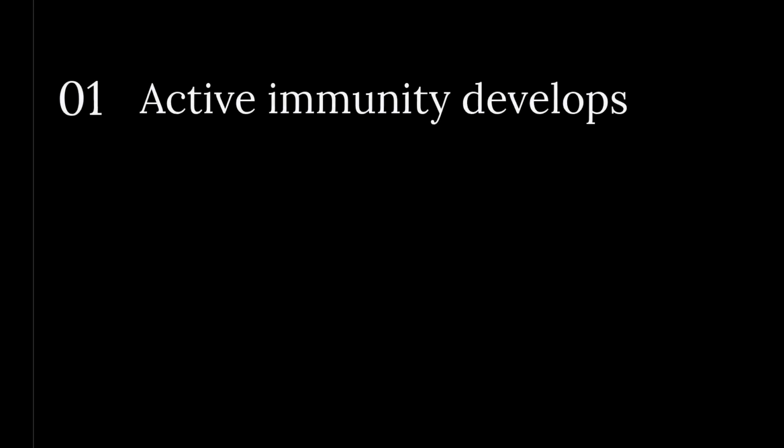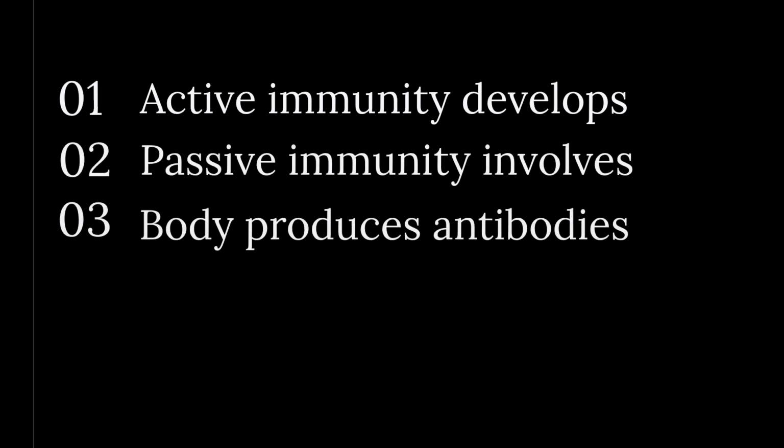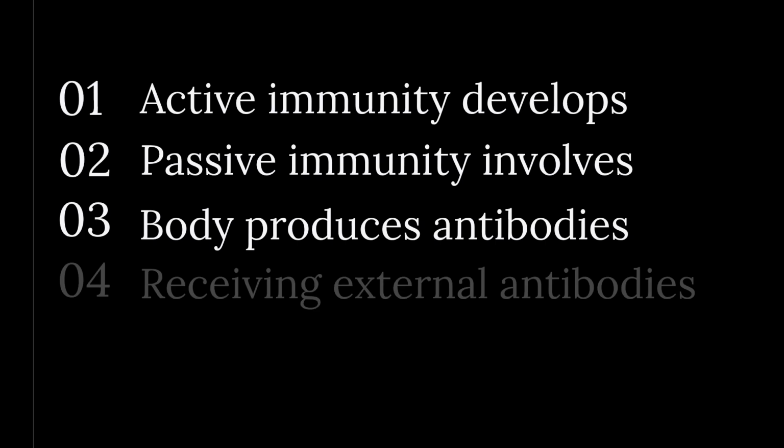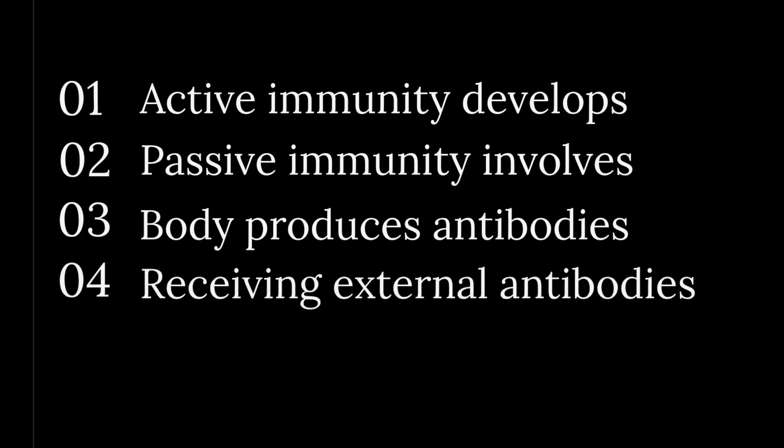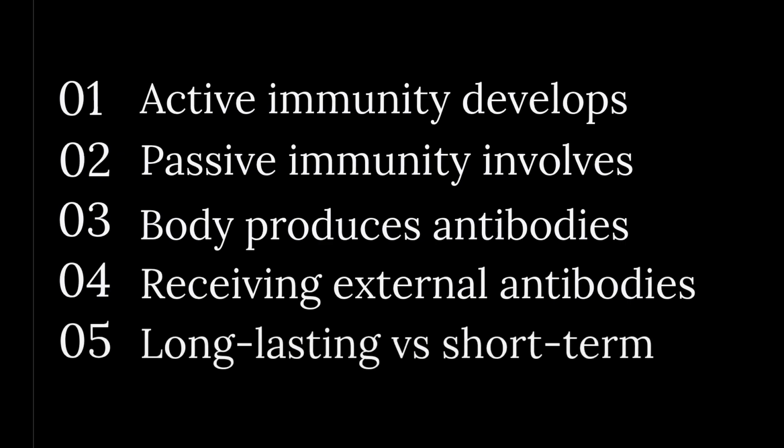Acquired immunity develops after birth and is divided into active and passive forms. Active immunity involves the body producing its own antibodies. Passive immunity involves receiving antibodies from another source. Active immunity is long-lasting, while passive is short-term. Each type serves different protective roles.